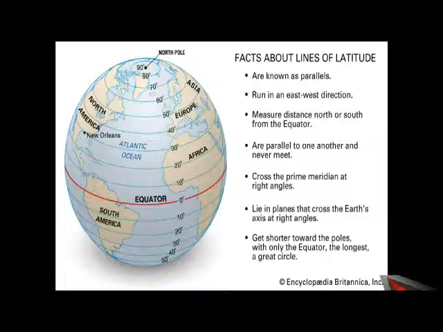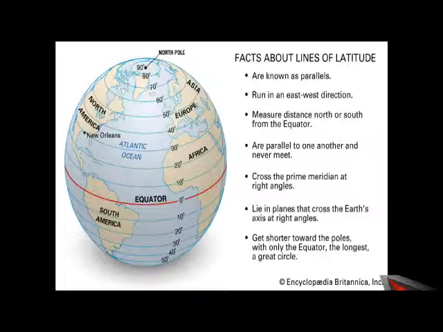Besides the equator and the two poles, the other important lines of latitude are the Tropic of Cancer, which is 23.5° north, the Tropic of Capricorn, which is 23.5° south, the Arctic Circle at 66.5° north, and the Antarctic Circle, which is 66.5° south.